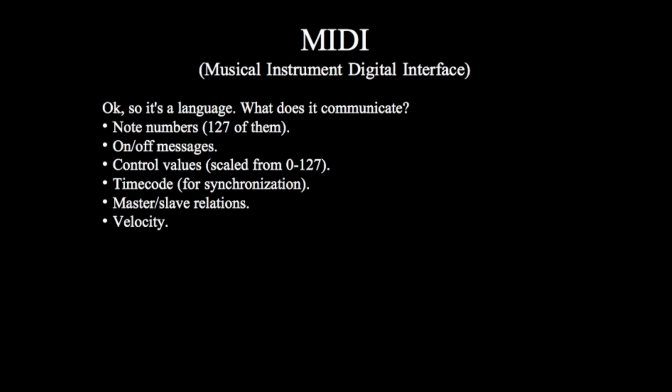And it also has velocity information, which is how fast a key is pushed down. And we'll get back to that at the very end of this lecture. Why velocity? But these are the elements of MIDI. So it is a language, and it uses each of these types of information, and they all sort of combine into the control messages that create music.